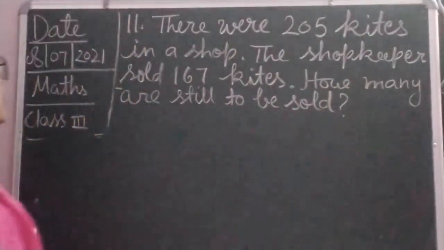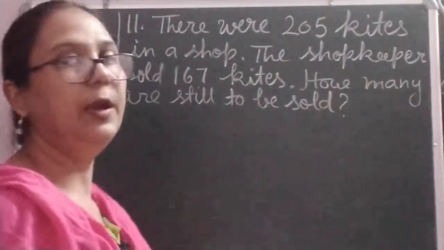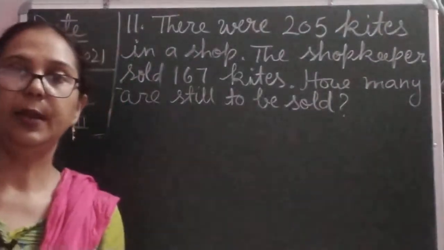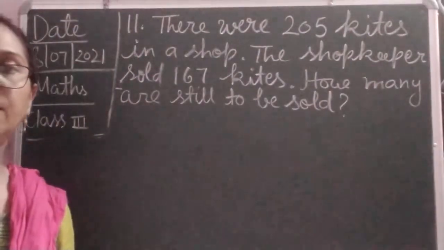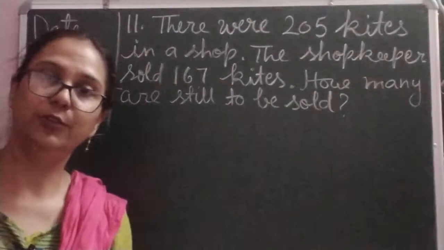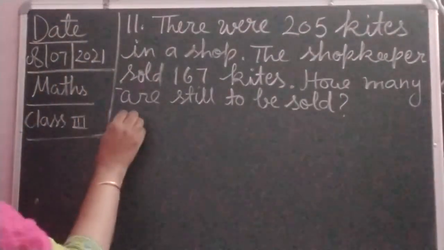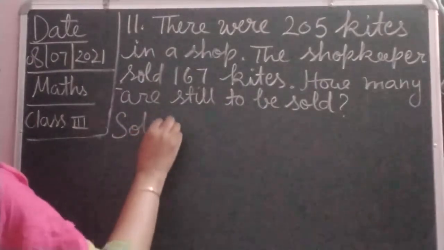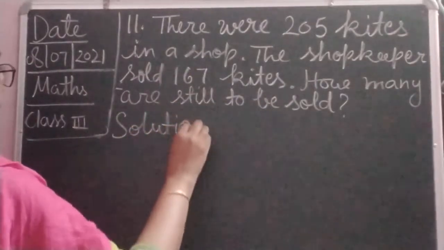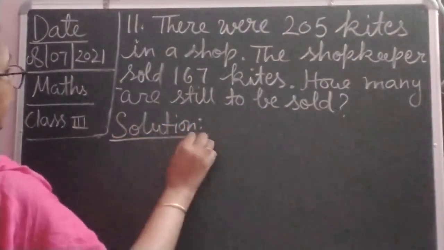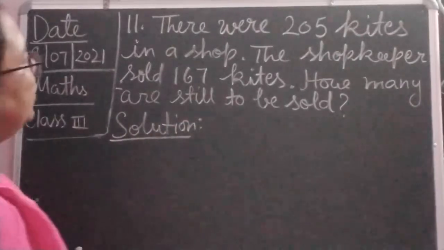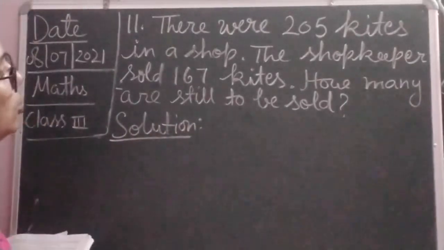So the question is, there were 205 kites. So children, write it down, and now after that we will do the solution. I am going to write the solution over here. Children, start writing. So how many kites are in a shop?